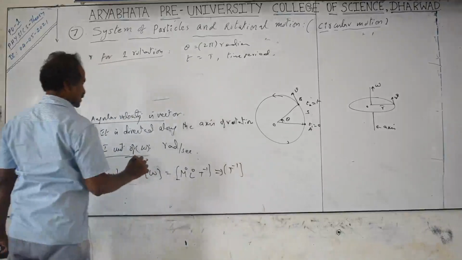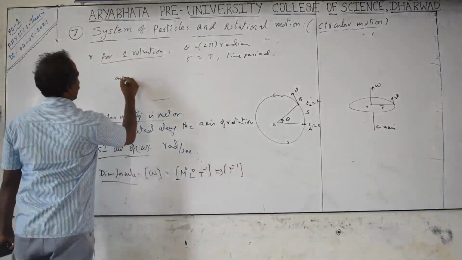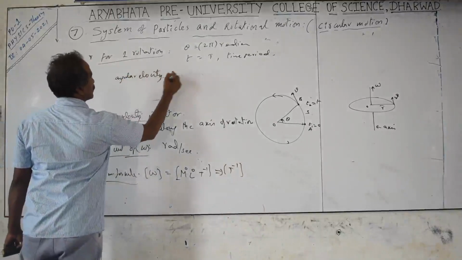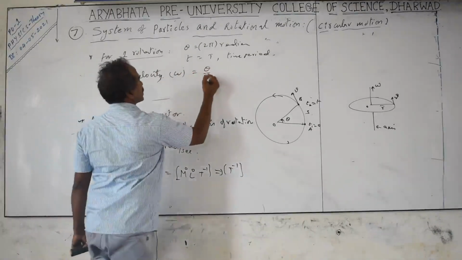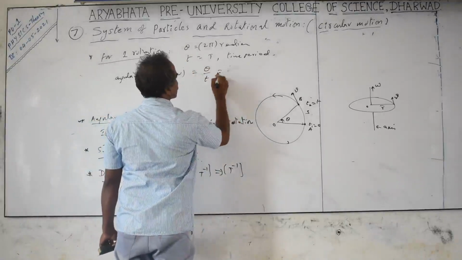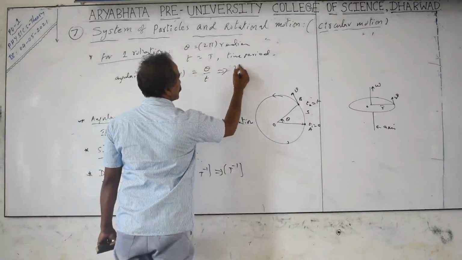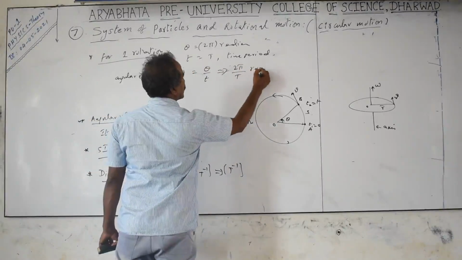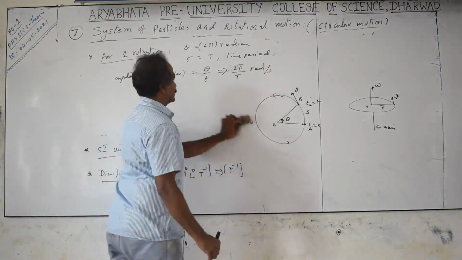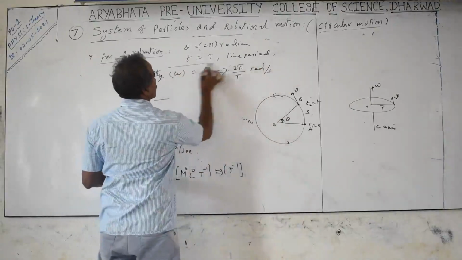Therefore, what happened to this omega? Angular velocity omega is equal to theta by t, and theta is 2 pi radians, so this becomes 2 pi by capital T radians by time, which is radian per second. So we can write omega is also equal to 2 pi by T.